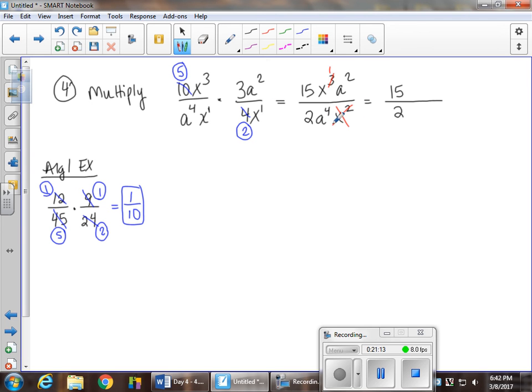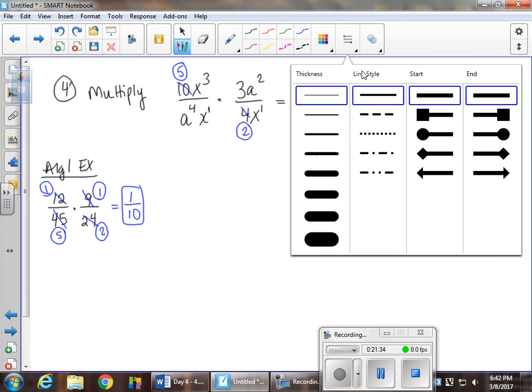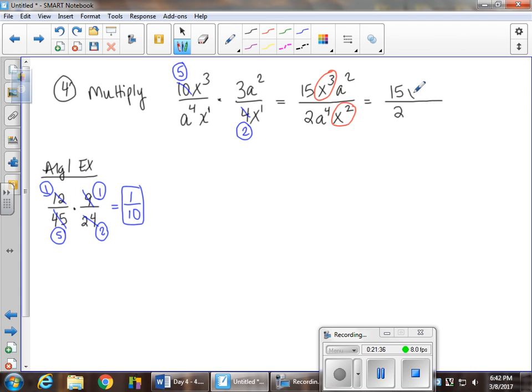Now, this whole crossing off and rewriting is completely optional. For some people, it really helps. For other people, it makes their paper too messy. So if you can mentally have that conversation, 2 x's in the denominator, 3 x's in the numerator, which only leaves 1 x in the numerator, that might be an easier process for your eyes to follow.